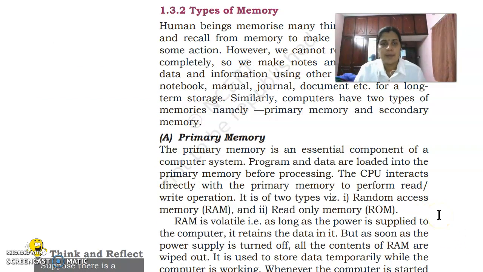In types of memory, there are mainly two types of memory we are using. They are primary memory and secondary memory. As the name implies, primary is the main part. So primary memory is an essential component of the computer system. When we are running a program, the program's data are loaded into the primary memory. Then only we can execute a program. So before processing, the memory is loaded with our data. It's primary memory's responsibility to execute data or program.